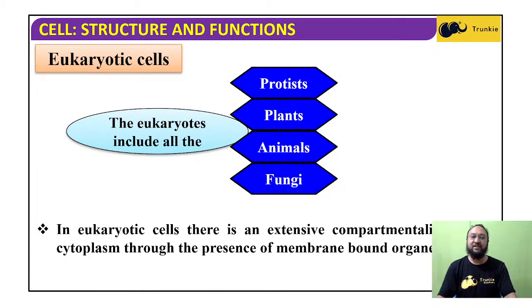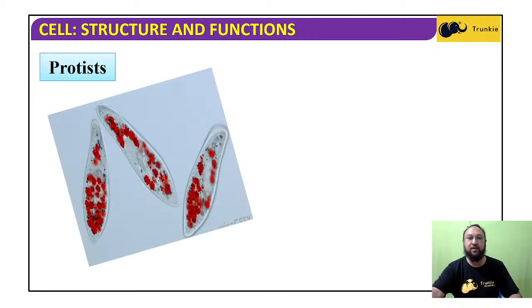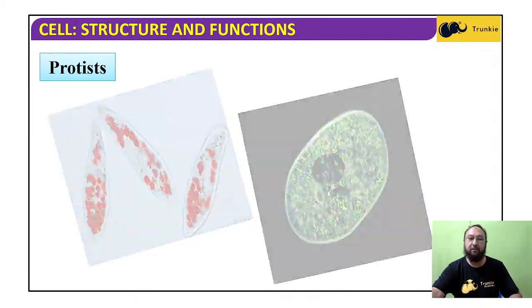In eukaryotic cells there is an extensive compartmentalization of cytoplasm through the presence of membrane-bound organelles. Unlike prokaryotic cells, in the eukaryotic cells there is compartmentalization of the cytoplasm, and the cell organelles are membrane bound. The well-defined, membrane-bound cell organelles are found in the eukaryotic cells. This is the advanced type of cell.